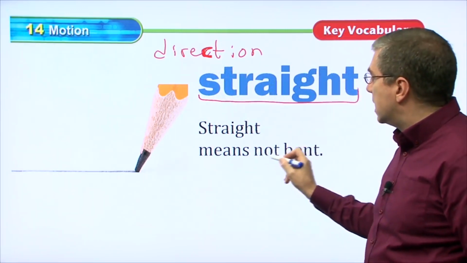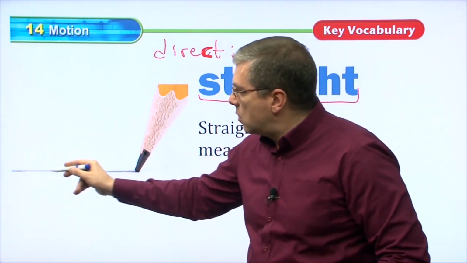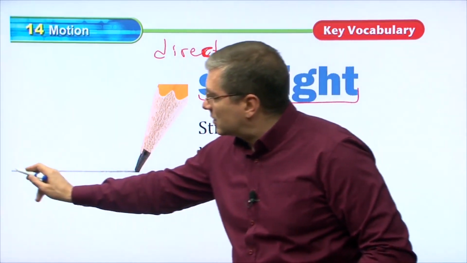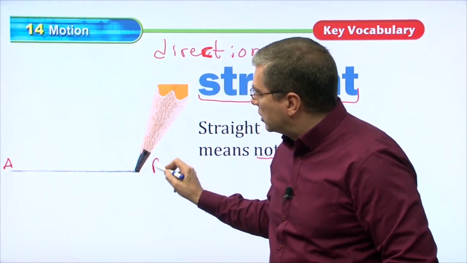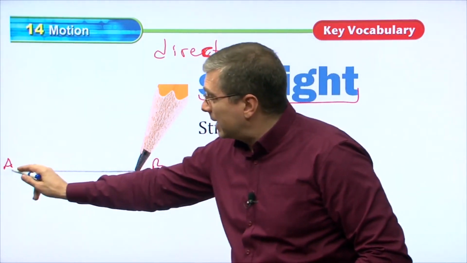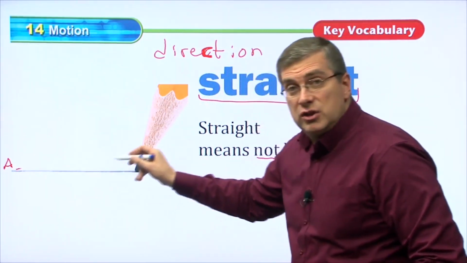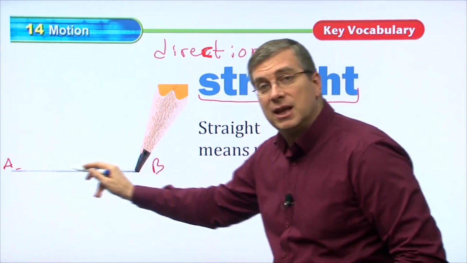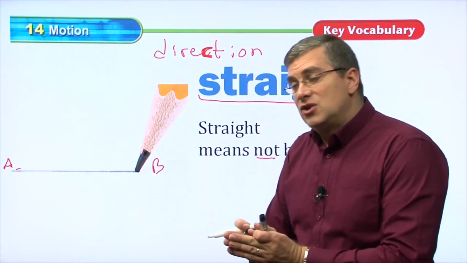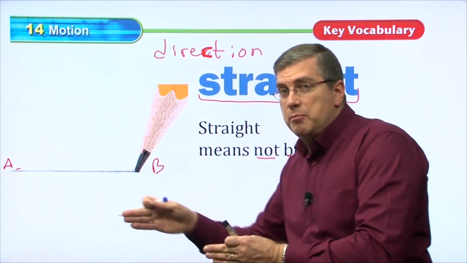Straight means not bent. But another way to say that is that there's no change in direction. It starts at point A, finishes at point B, and it goes directly from A to B. There's no change in direction. It's a straight shot, a straight line. It goes directly from point A to point B, not bent.